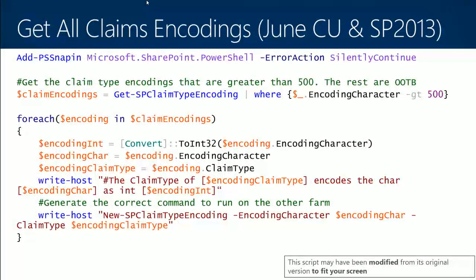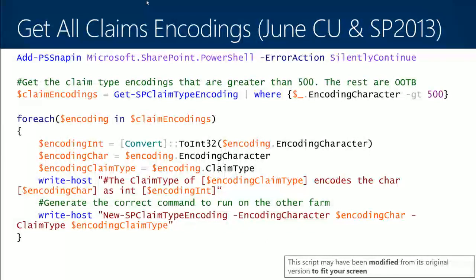So when you do this in your environments, you're basically creating a map of all these claims encodings. In order to get all the claims encodings back out, we just include a little PowerShell here. If you're on the June CU, here's what you do. And this PowerShell here will just generate the PowerShell that you run on the other side. So that's all that this does. Pretty straightforward. It just spits out the characters in your farm. And then you just take this and run it, put it on your other side. And now you've got your 2 farms in sync.